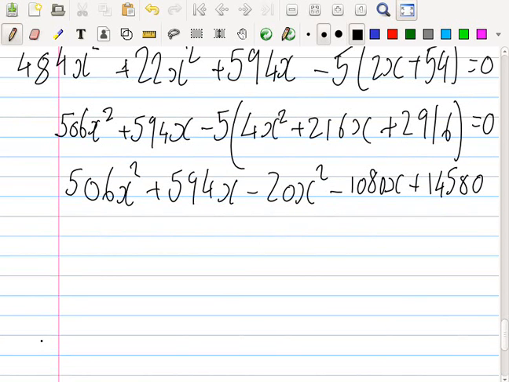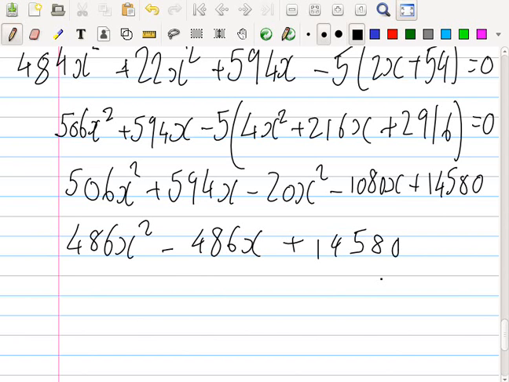Right. 506 minus 20. So 486x squared. 594 minus 1080 is minus 486x. And then minus 14580.